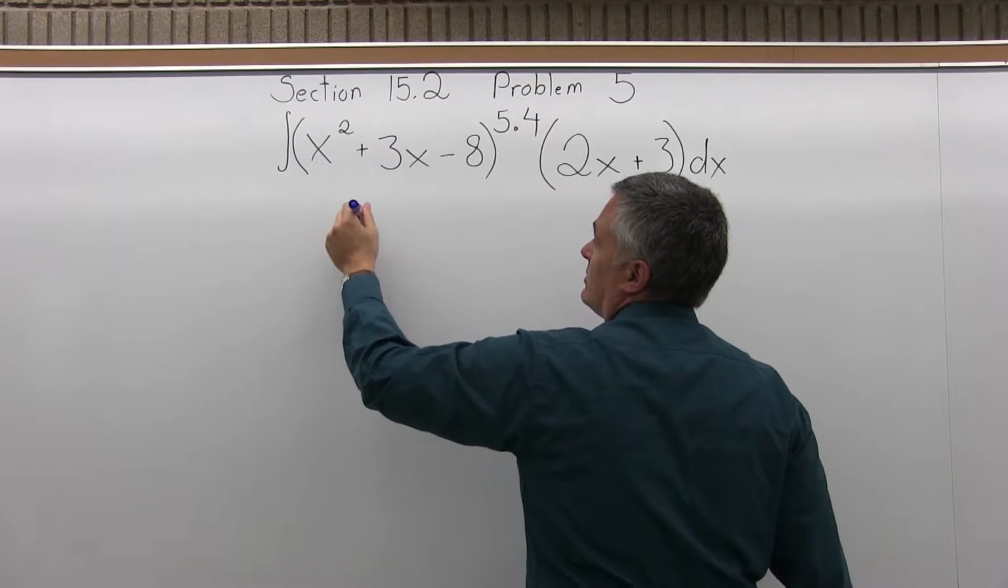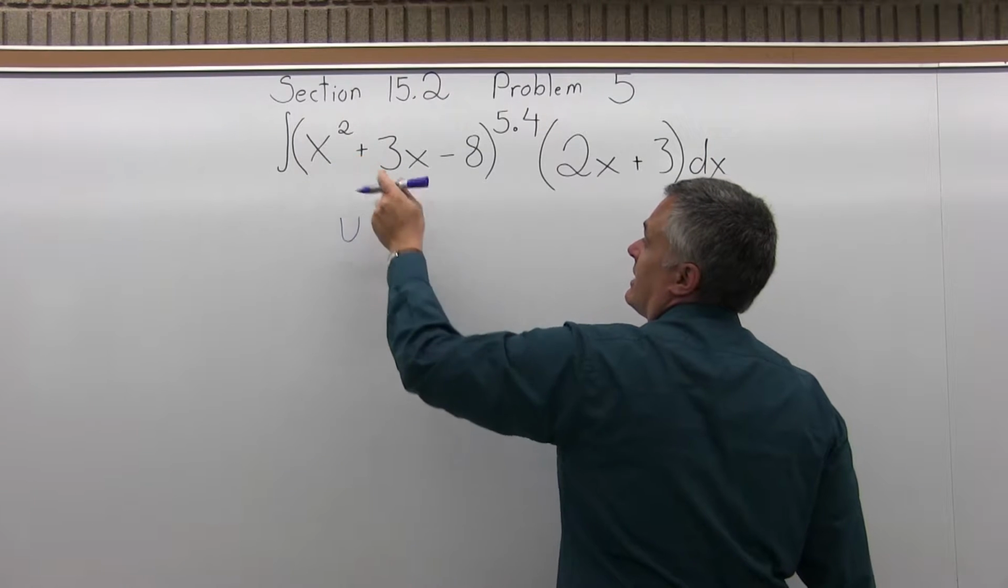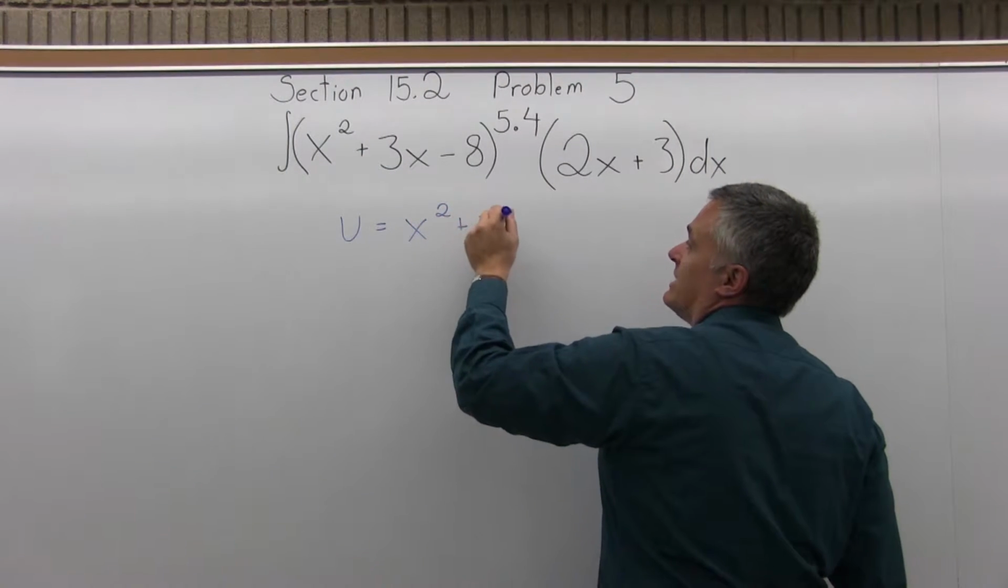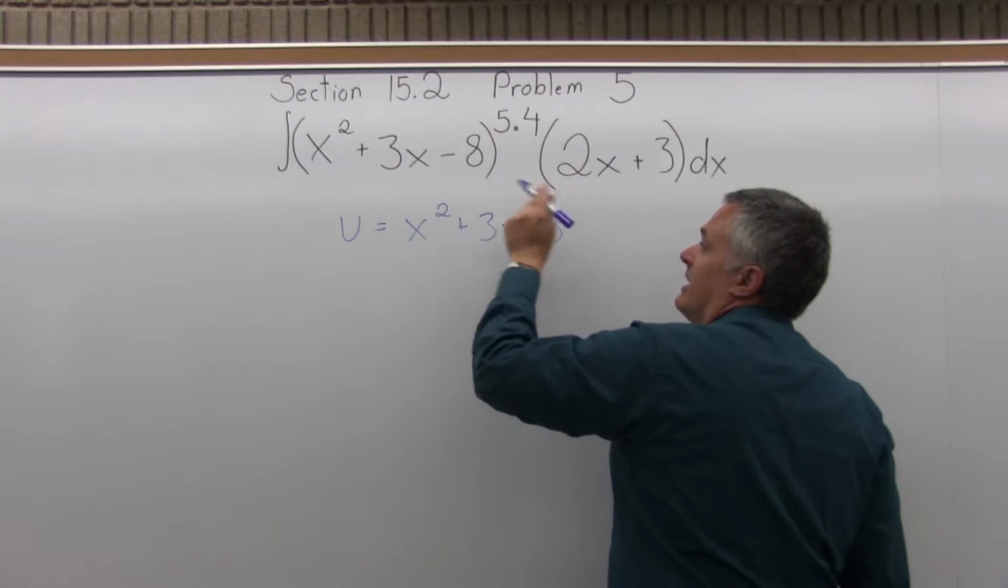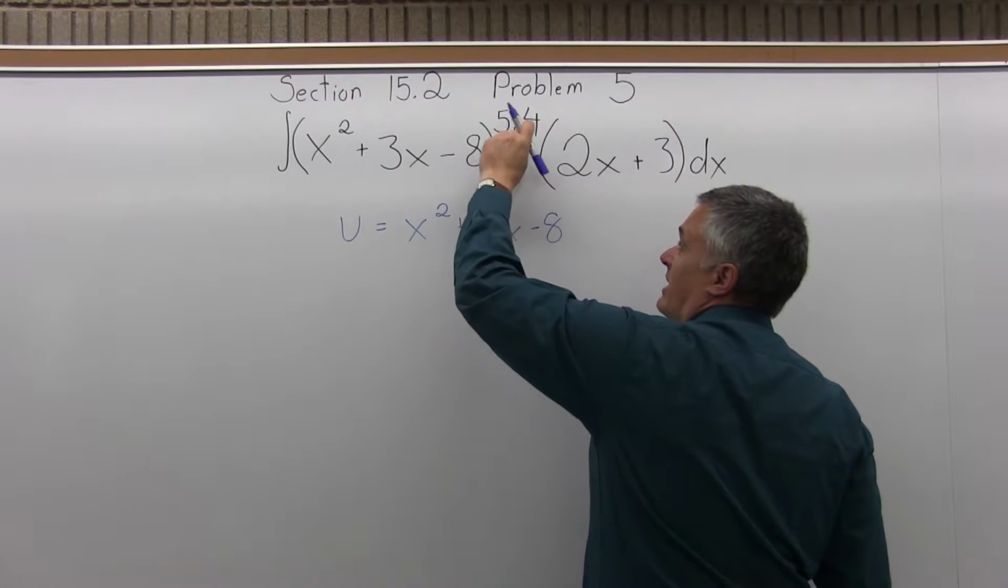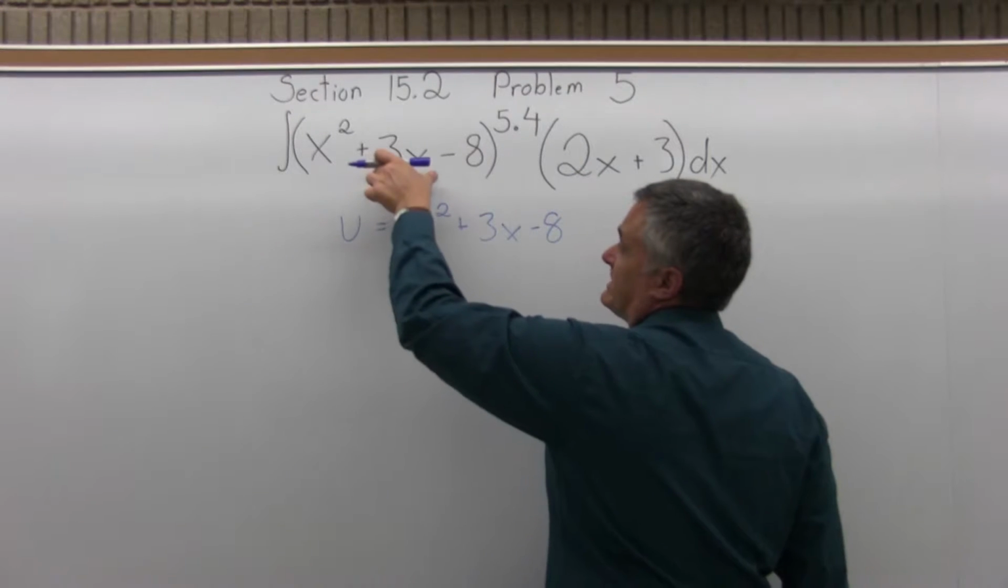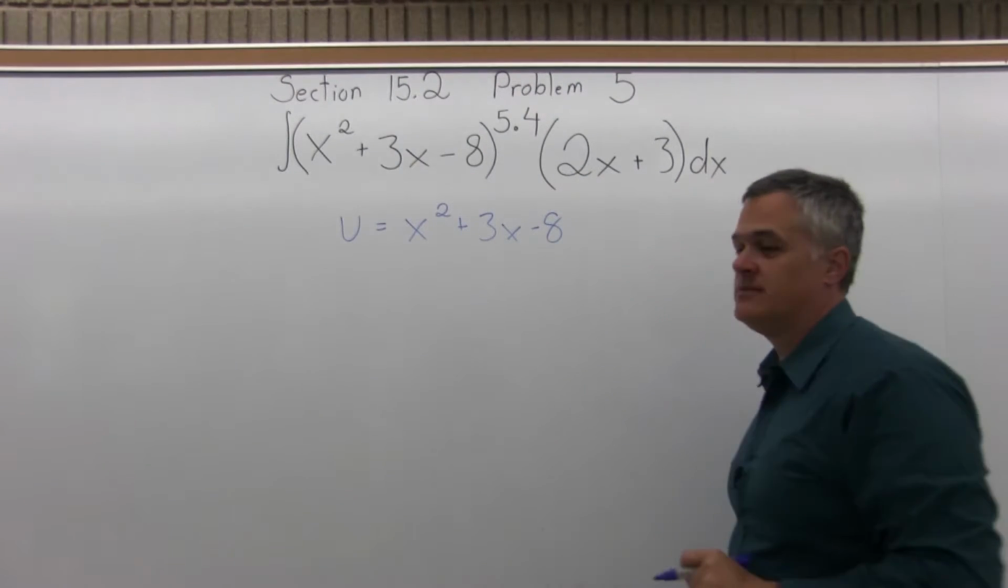So I'm going to do u is the value from the larger parentheses with the exponent, x squared plus 3x minus 8. And again, just what's in the parentheses. Notice I'm not taking the exponent of 5.4. That's not part of my u. My u is just what's inside of the parentheses.